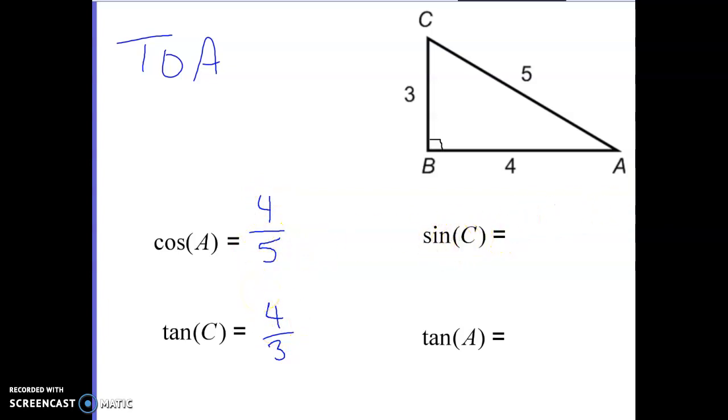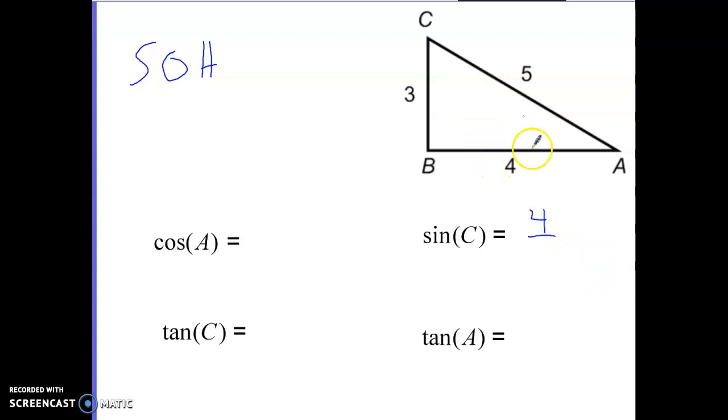Okay, let's do the sine of angle C. All right, so sine, SOHCAHTOA. Sine is opposite over hypotenuse. So I'm going to go to angle C, which is here. The opposite is 4. And the hypotenuse across from the right angle, oops, I accidentally erased my little right angle mark. The hypotenuse is here, and that is going to be 5.